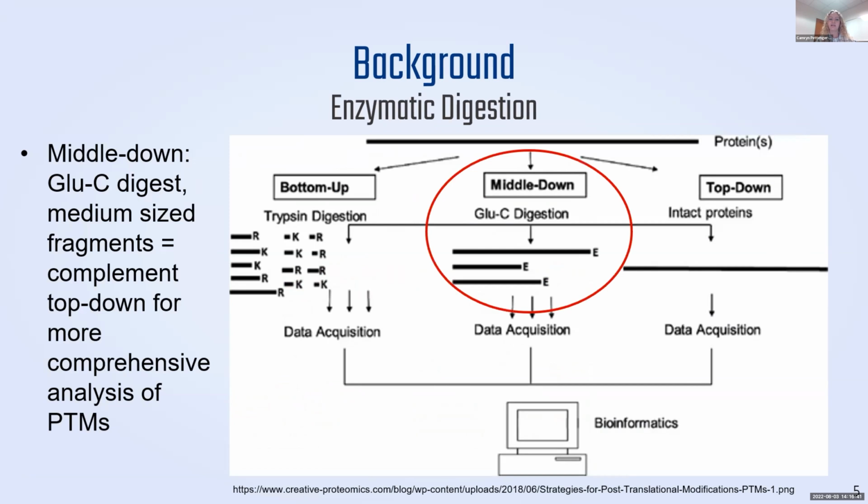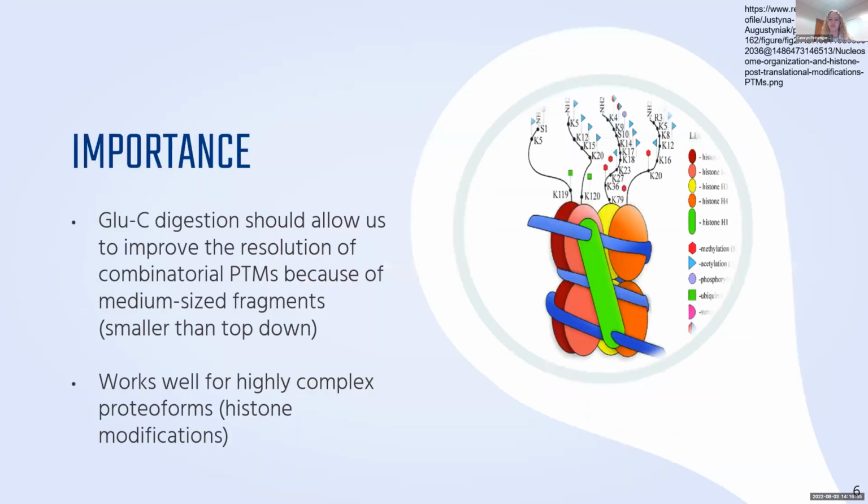And this allows us to create medium-sized fragments that help complement top-down to create a more comprehensive analysis of these post-translational modifications. So it was important that we modify this protocol for this glucose digestion because it allows us to improve the resolution of these combinatorial PTMs because of the size of these medium-sized fragments, smaller than top-down. And so this also works well for really highly complex proteoforms, such as histones.